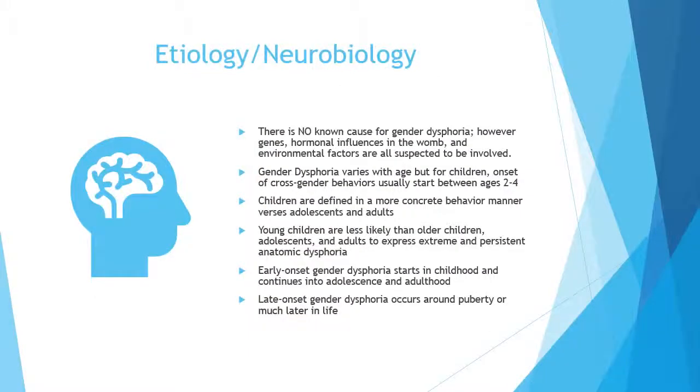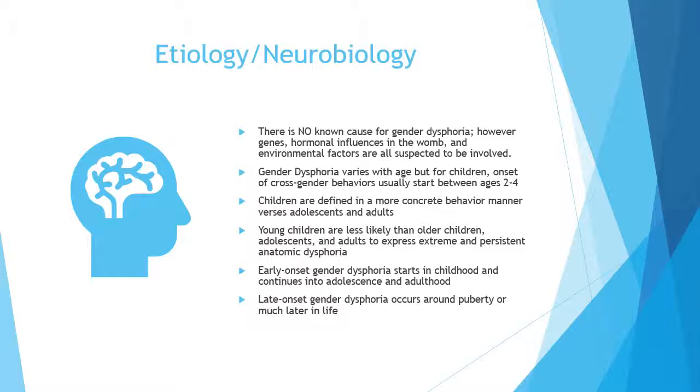Etiology and neurobiology. There is no known cause for gender dysphoria. However, genes, hormonal influences in the womb, and environmental factors are all suspected to be involved. Gender dysphoria varies with age, but for children, onset of cross-gender behaviors usually starts between ages 2 to 4.